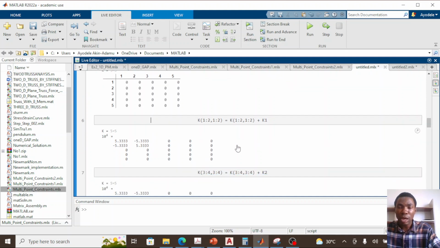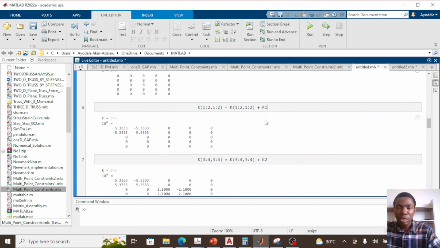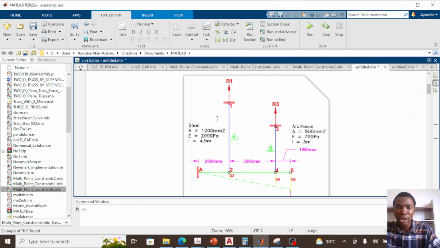Now we need to assemble all the local stiffness matrices into the global stiffness matrix. K1 will be added at positions 1 and 2. Why is it added at positions 1 and 2 of the global stiffness matrix? Because it is located at node 1 and it is located between node 1 and node 2.